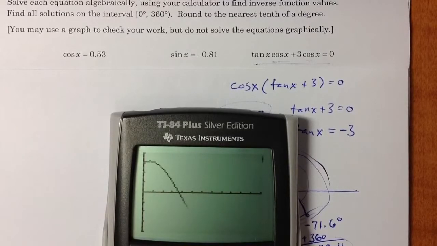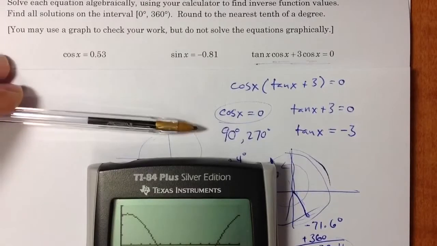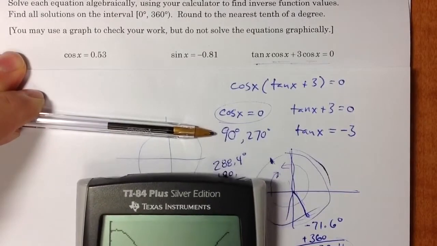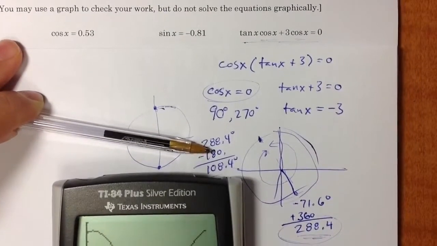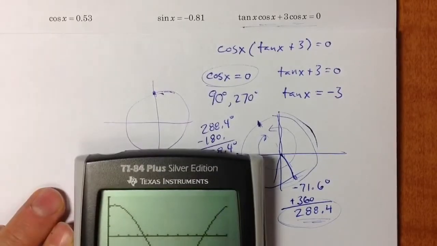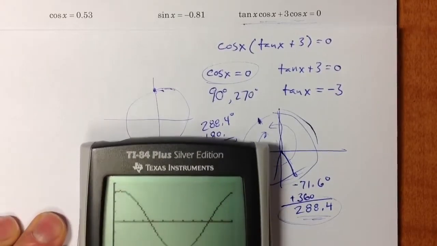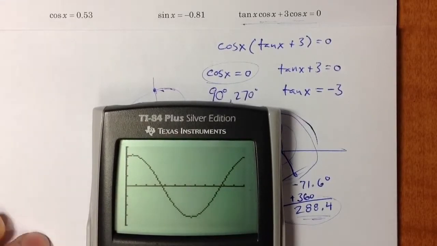So we can see our curve crosses the x-axis once, and then it crosses the x-axis a second time. But from our algebra work, we found 4 solutions. We found 90 degrees, 270, 108.4 and 288.4. But from the graph we see only two solutions. And so to try to reconcile the difference there, let's think about what's going on.